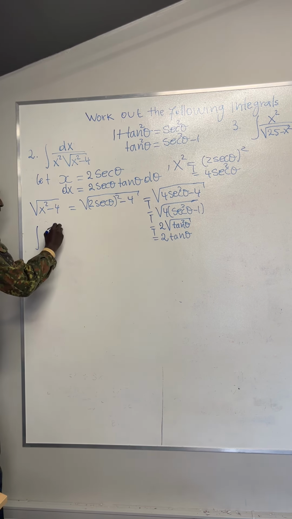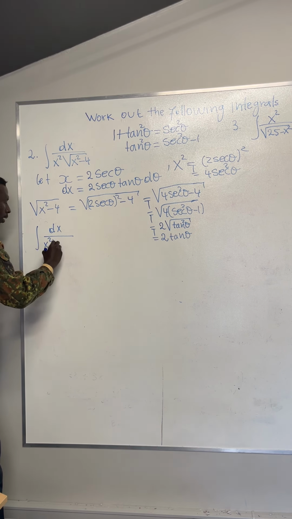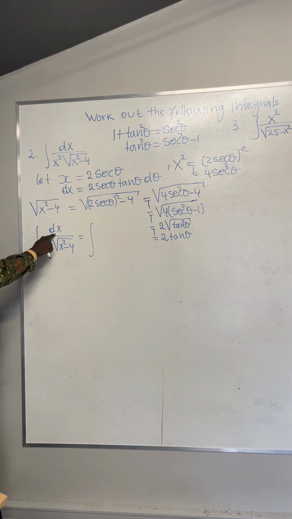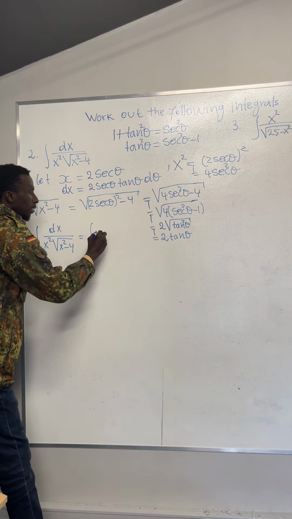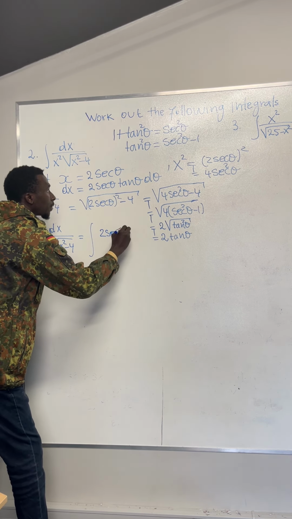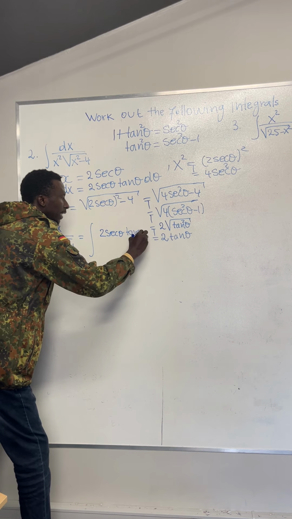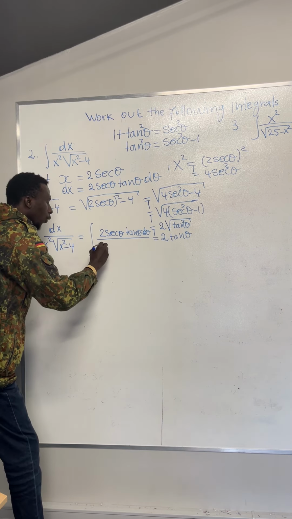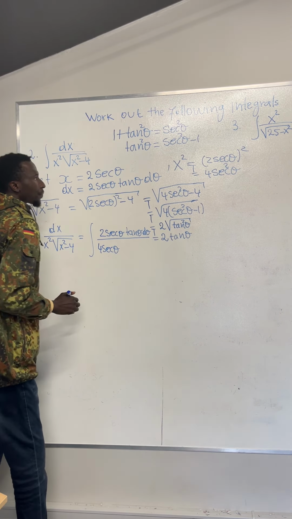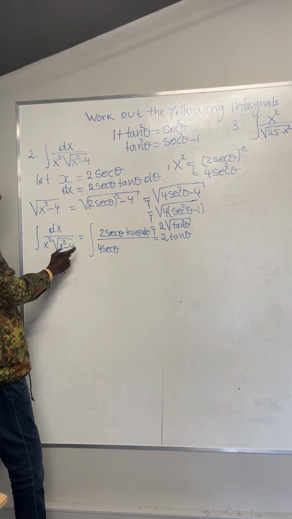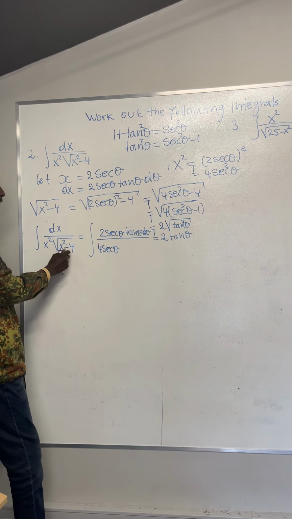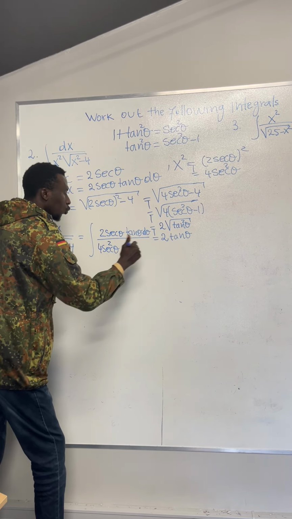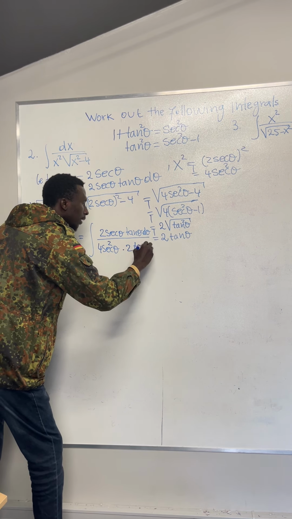The integration of dx over x squared root of x squared minus 4 is going to give the integration. What is dx? dx is 2 sec theta tan theta d theta. Divided by, what is x squared? x squared, we say it's 4 sec squared theta. And then what is the square root? This square root we already said is 2 tan theta.